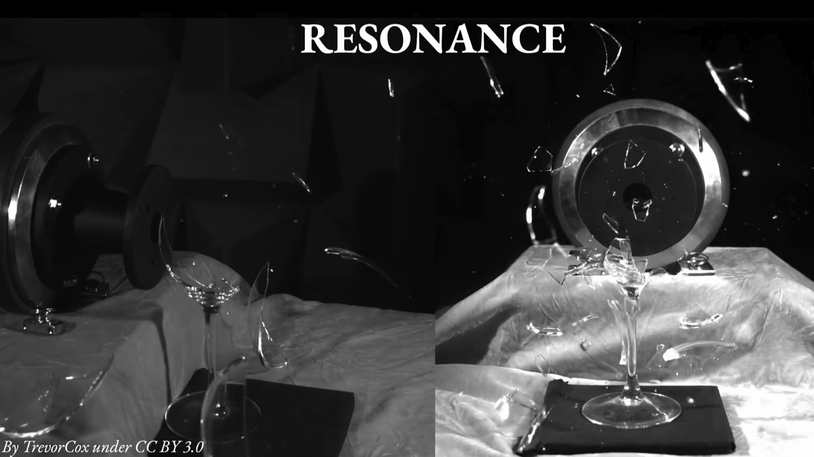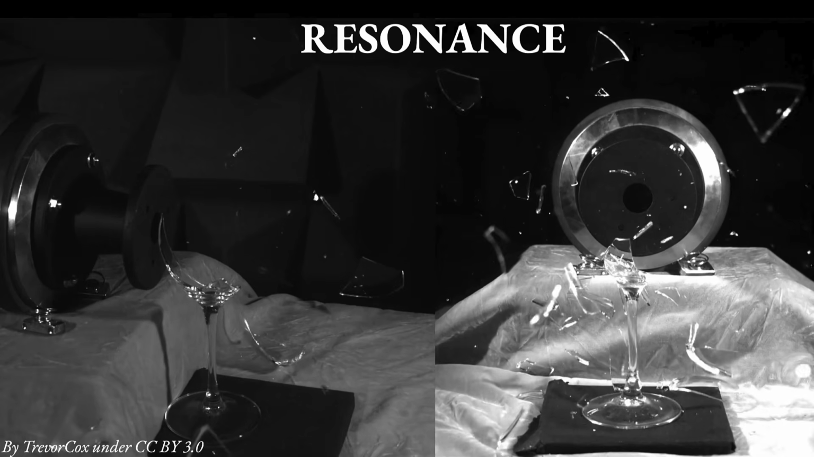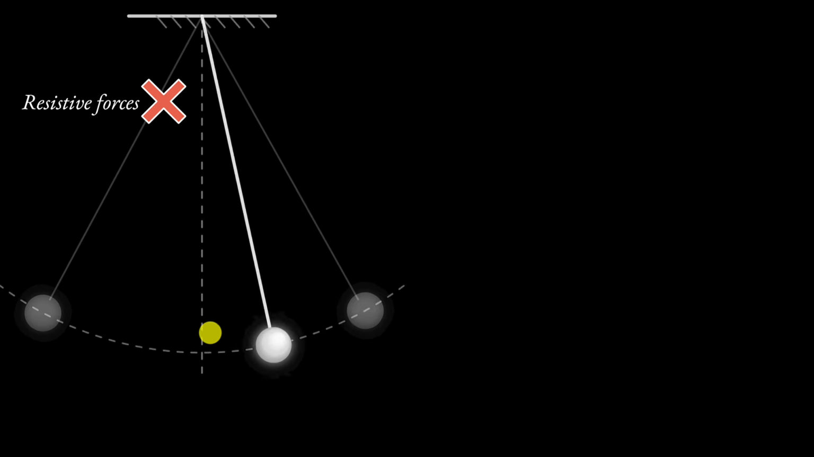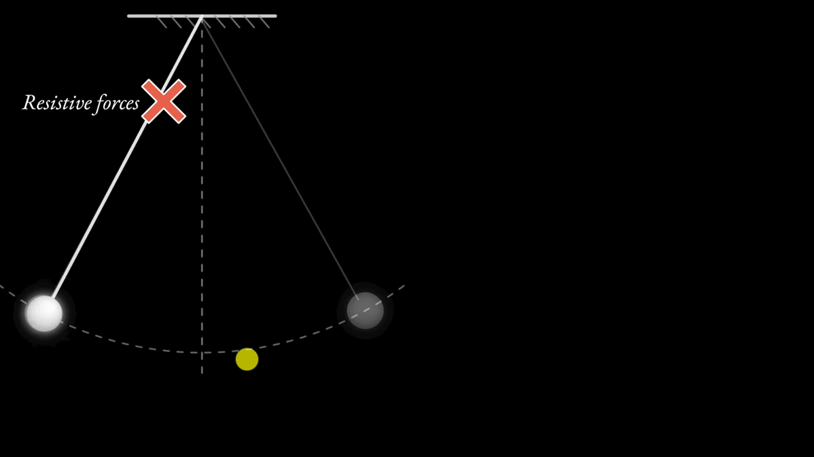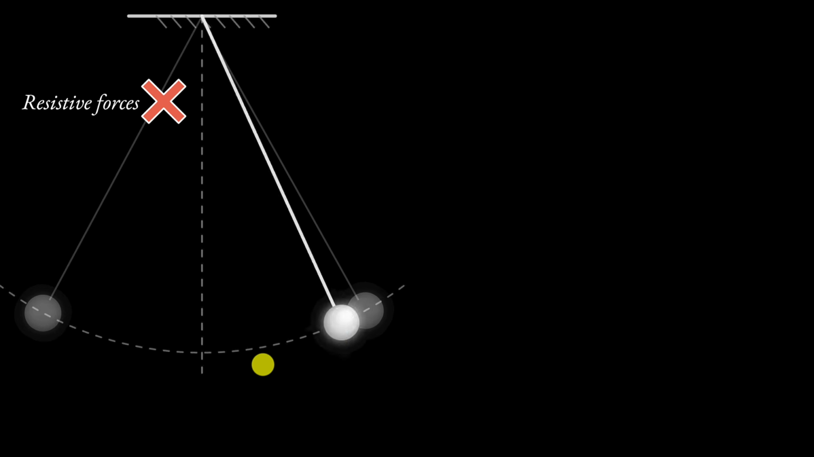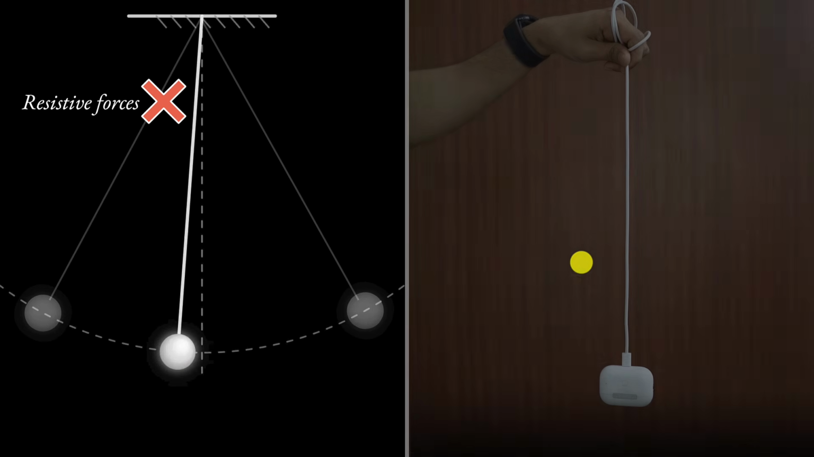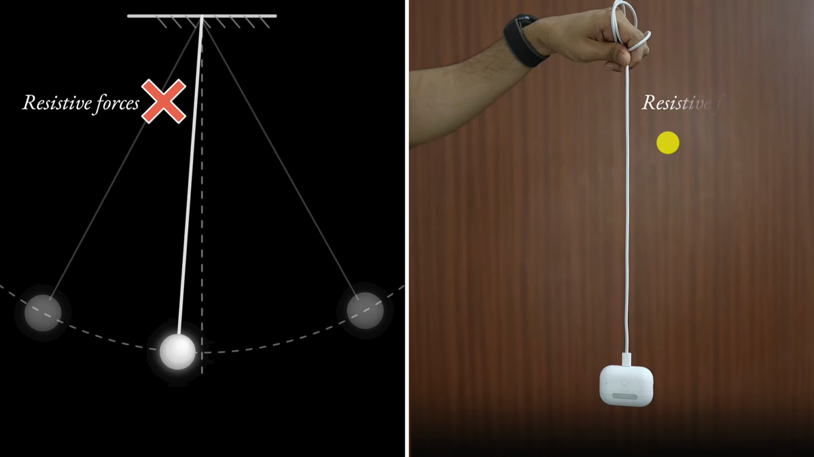Let's find out. Since we're dealing with oscillations, let's start with a simple pendulum. If there are absolutely no resistive forces, like no air resistance or friction or anything, and if we pull it back and let it go, it'll keep oscillating forever, right? The amplitude will stay exactly the same. But that's not what happens in real life, because in real life, we have resistive forces.